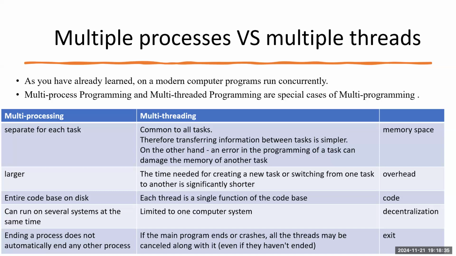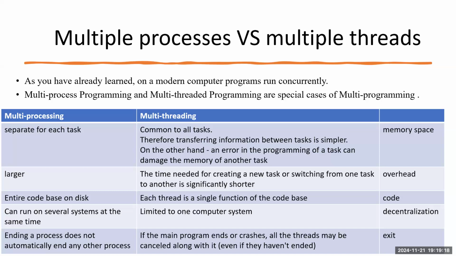Overhead is larger when you're multiprocessing and smaller when you have multi-threads. The time needed for creating a new thread or switching from one thread to another is shorter. It's easier to switch between them because they share more stuff. There's less stuff to copy in and copy out. In multi-processing, the entire code base on the disk is used, whereas in multi-threading each thread is a single function. In other words, each process has the whole code base to itself, whereas here you're only running a function. We'll see how that's done. But in multi-threading, you just run a function. Each thread runs a separate function.